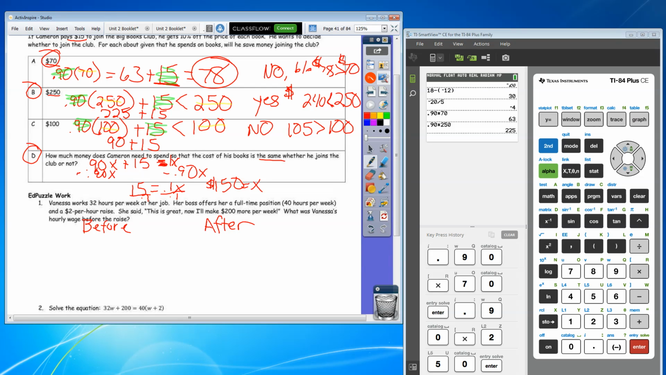Before the raise, let's make some guesses. Let's say that she's making $10 an hour. What was she making before the raise? And what was she making after the raise? And the question is, is she making $200 more per week? So can you please try that real quick?